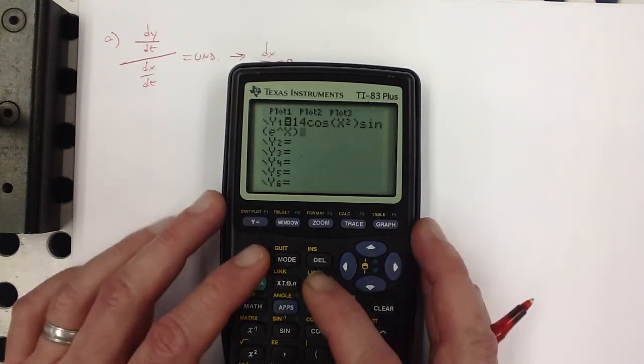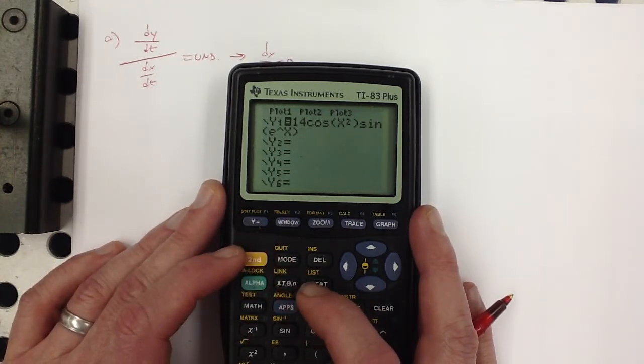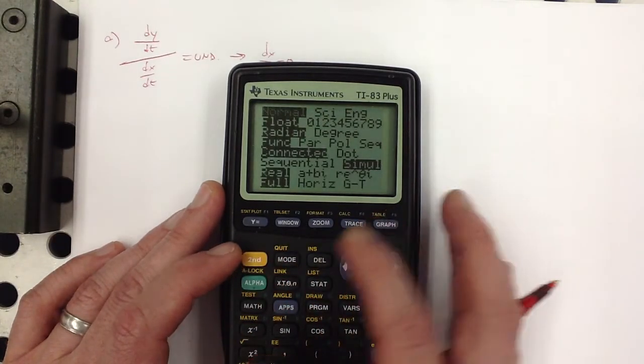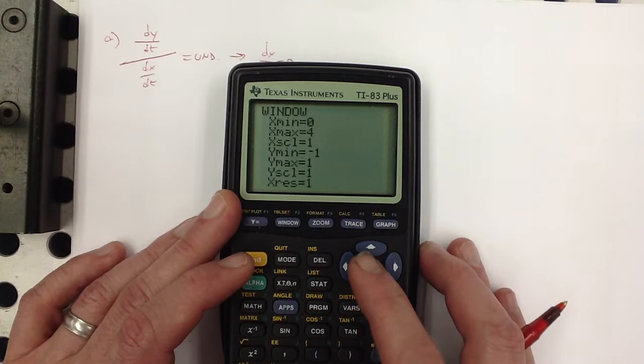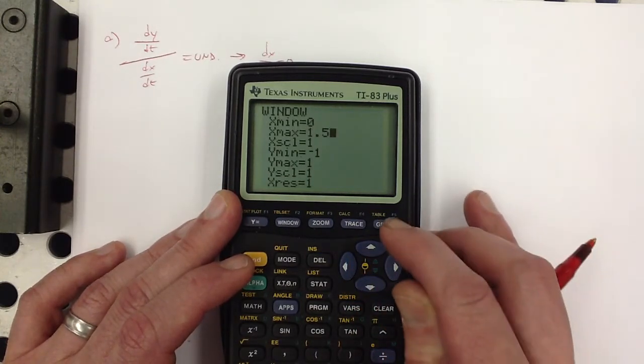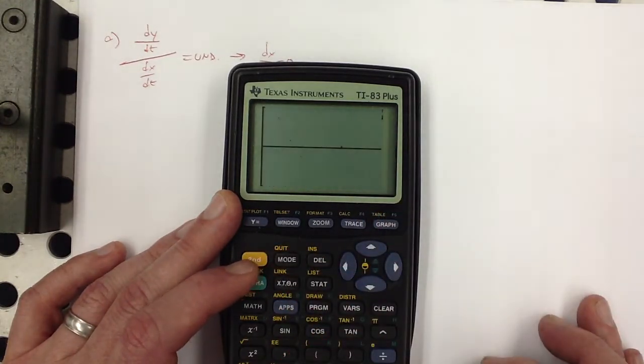Right? Who makes these things up, huh? What kind of crazy function is that? Let me just make sure that I'm in radian mode. I am. We'll go ahead and go to the window. I'm interested only in times from 0 to 1.5, and I'm interested in where those are 0, so I don't really care what the y values are. I just want to see where it crosses. Oh, there's one. There's 2.